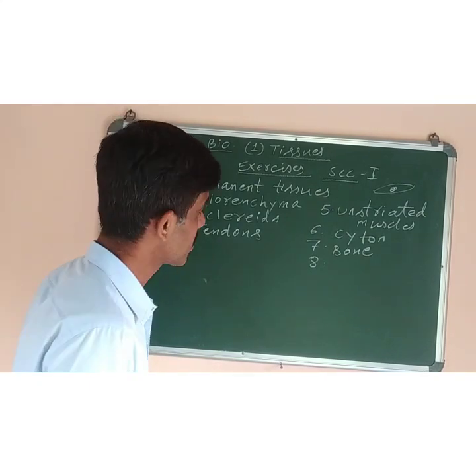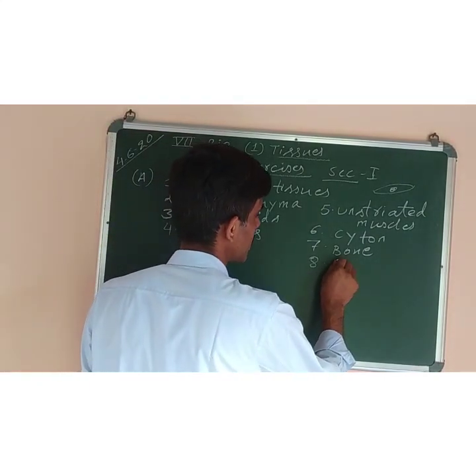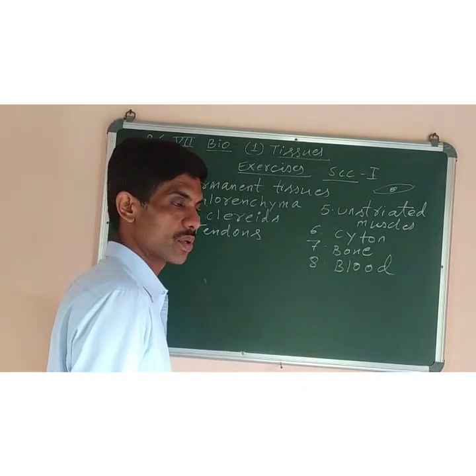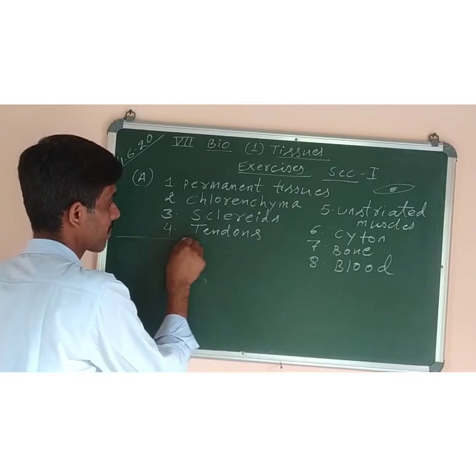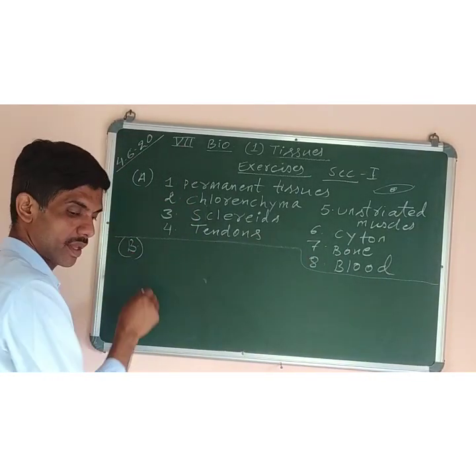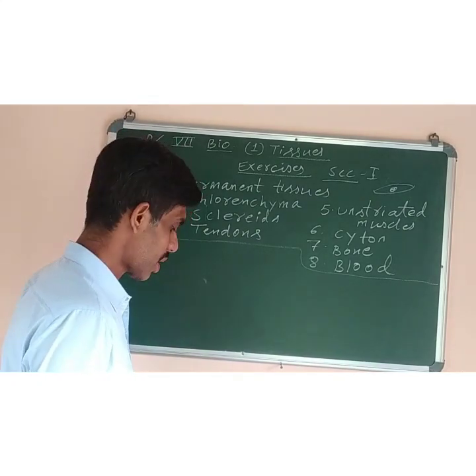The last one is a fluid connective tissue which was asked in the test. You can write blood. Lymph is also a fluid connective tissue. So blood and lymph both are correct. Now next one is question number B. The second question is choose the correct option.